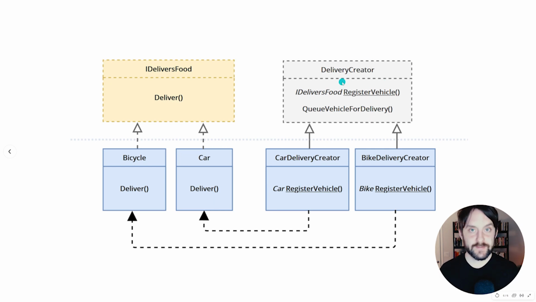We can't create new instances of abstract classes, but we can and must extend them in order to use them. And so we have two implementations. We have a bike delivery creator, which overrides register vehicle to produce a concrete bike type, which implements iDelivers food. And then we have an alternative variation, car delivery creator, which overrides register vehicle to produce a car type. Car and bicycle are both implementing iDelivers food, and they have their own implementation details as to how they go about executing that delivery.